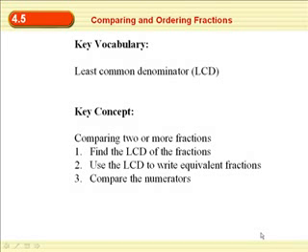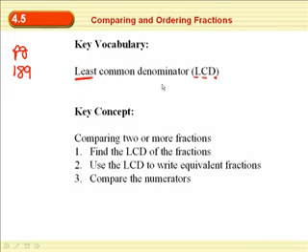All right, this is 7th grade math, page 189 in your book. Okay, key vocabulary: least common denominator, abbreviated LCD. That's the smallest, least number that can go into two numbers. That's common for two numbers. Denominator is the bottom of a fraction.